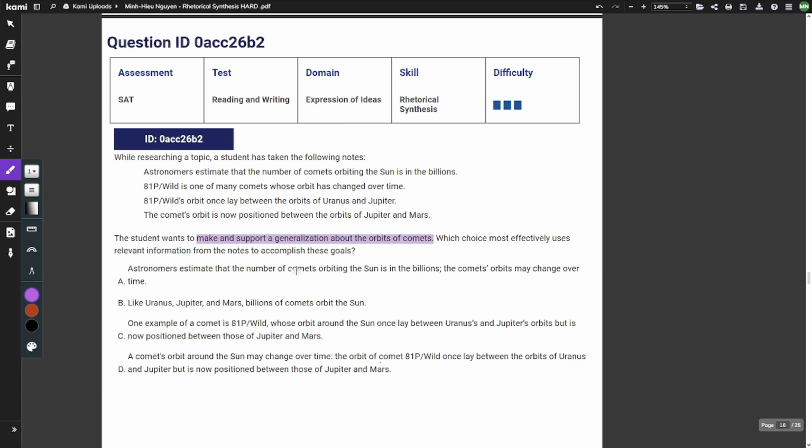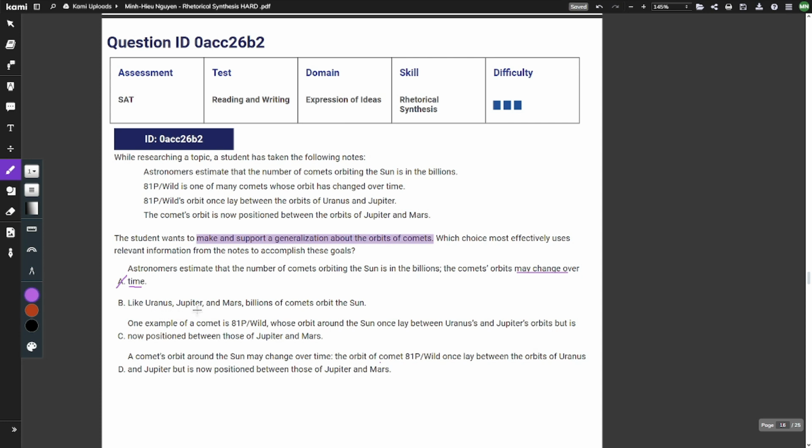Astronomers estimate that the number of comets orbiting the sun is in the billions. The comet's orbits may change over time. So it does make a generalization about the orbits of comets, which is that they may change over time. But it never supports it. It never gives an example of how. So it's not going to be A.